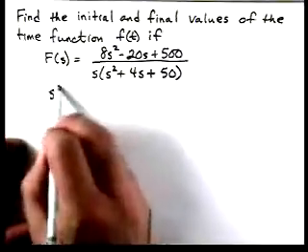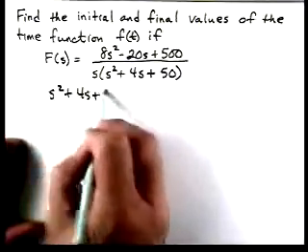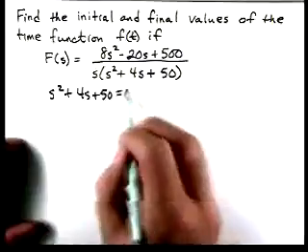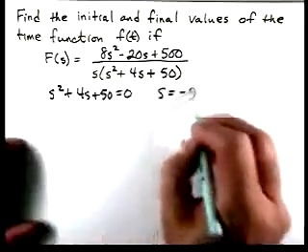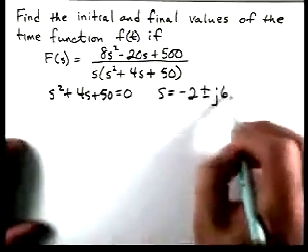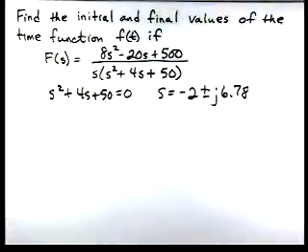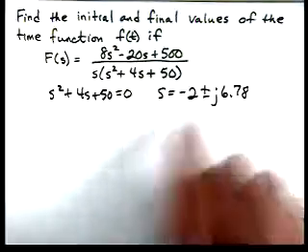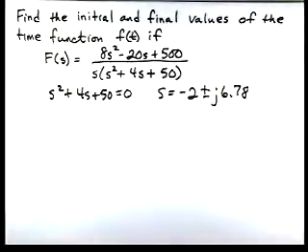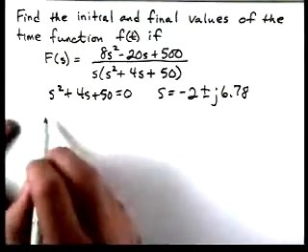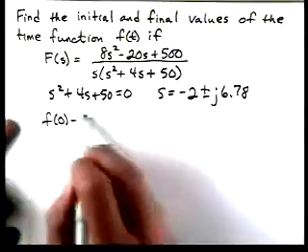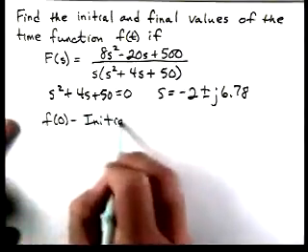So if we look at s squared plus 4s plus 50 equal to 0, we note that the roots are minus 2 plus or minus j 6.78. And if we did the inverse transform, we have some e to the minus 2t terms here, so we know that the final value exists. So first, let's find f of 0, the initial value.